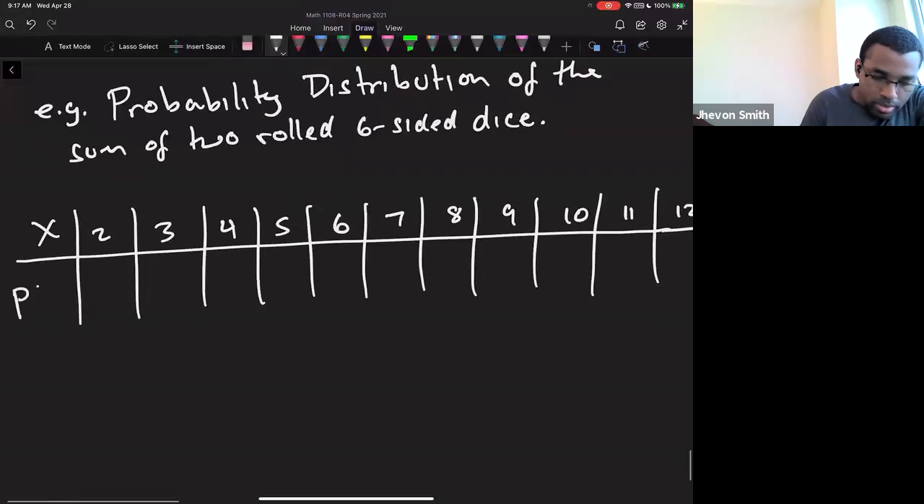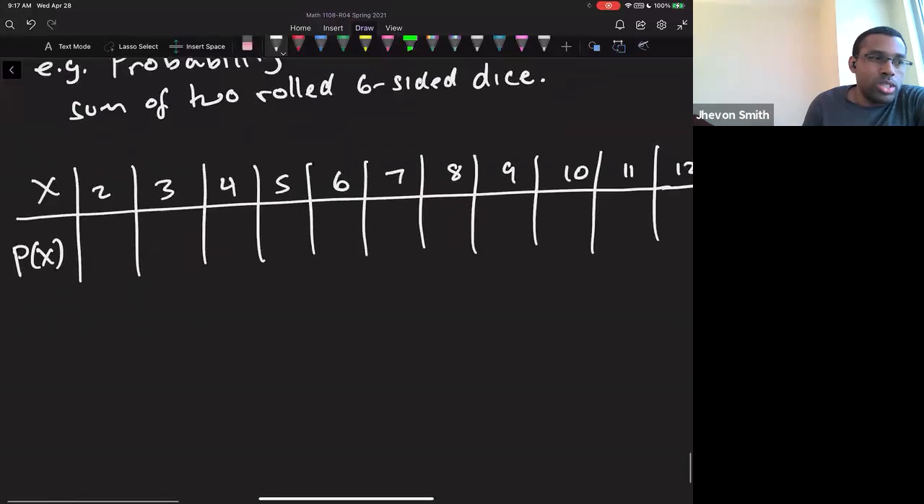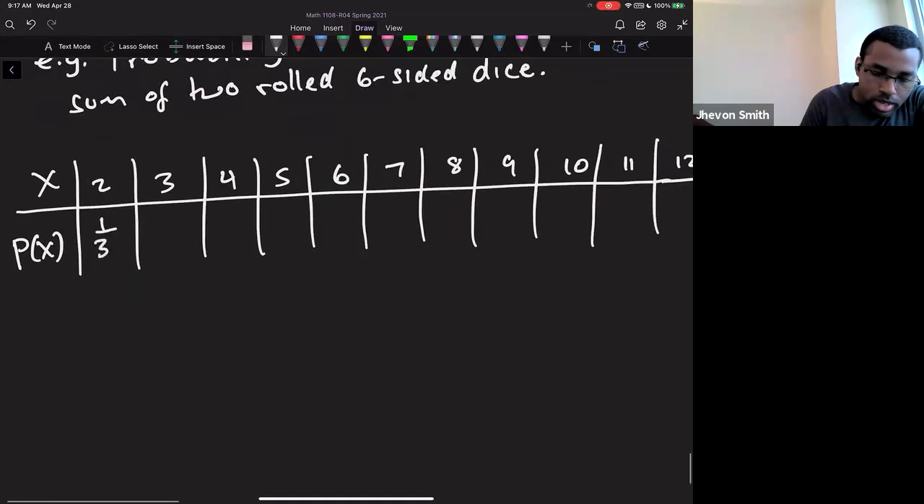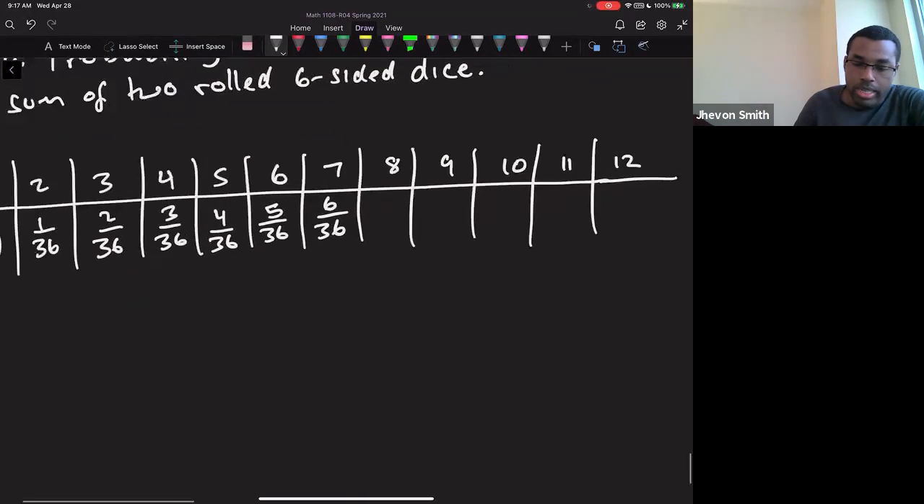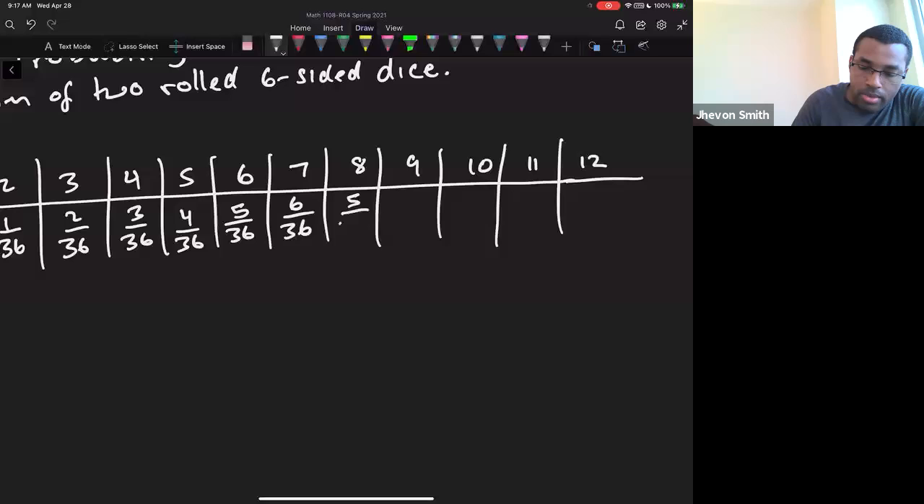And what is the probability of getting these values? Well, we also saw that this was 1 out of 36, 2 out of 36, 3 out of 36, 4 out of 36, 5 out of 36, 6 out of 36. And we know that 7 was the most likely, and it starts counting down the ladder after that: 5 out of 36, 4 out of 36, 3 out of 36, 2 out of 36, 1 out of 36.